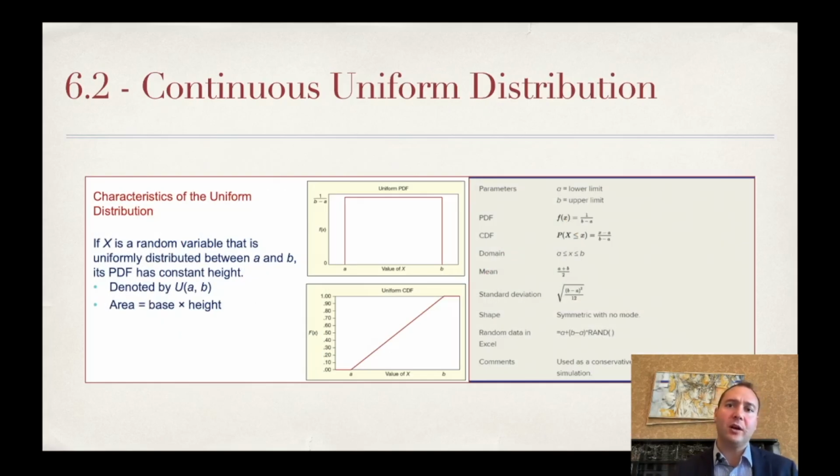All right, so first, let's talk about the simplest distribution, which is the continuous uniform distribution. What a continuous uniform distribution means is any value in our distribution has the same probability of occurring. So if x is a random variable that is uniformly distributed between A and B, its PDF has a constant height because all values are equally probable. We can denote this as U(A, B). The parameters that we need are just A and B. A is the lower limit, B is the upper limit. If we know A and B, we know the probability of any value between them is equally likely.